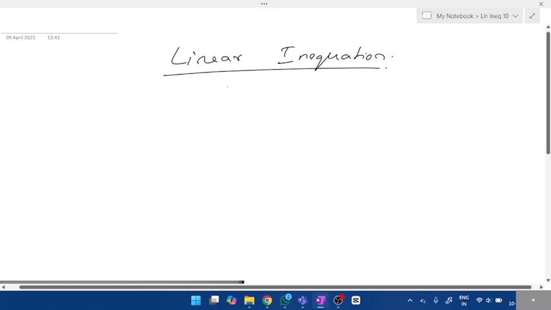Okay, linear inequation is similar to linear equation. Whatever rules we follow for the linear equation, we solve in a similar way. The meaning of linear is single variable. How many variables do we have? We'll have a single variable. That can be x, y, anything, a, b, c, d. We use a single variable and single degree.